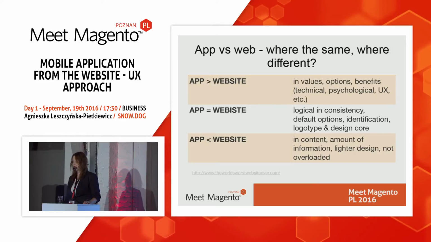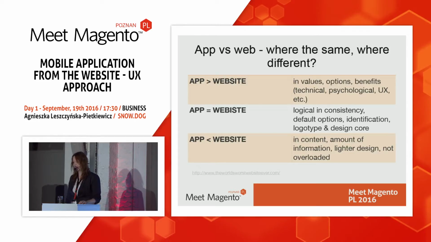Because otherwise the app will be really the same as the mobile view. What should be the same as the website? Basically logic and consistency. So some default options which you should not change too much. Identification with the company, like you should know this app comes from this website. So you basically should put a logotype somewhere. It actually doesn't happen often, but yeah, there are mistakes like this.